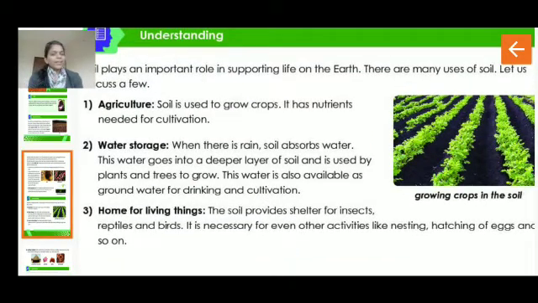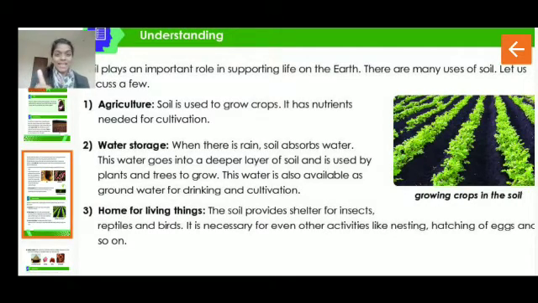Now do you all agree? Without soil can agriculture be possible? अगर soil ही नहीं है तो क्या agriculture हो पाएगा? No, it won't happen, right? So agriculture. Soil is used to grow crops. It has nutrients needed for cultivation. तो कुछ भी cultivate करने के लिए, कोई भी crop cultivate करने के लिए जो भी nutrients ज़रूरी होते हैं, वो उन्हें soil से मिलते हैं. So soil is very important for agriculture.